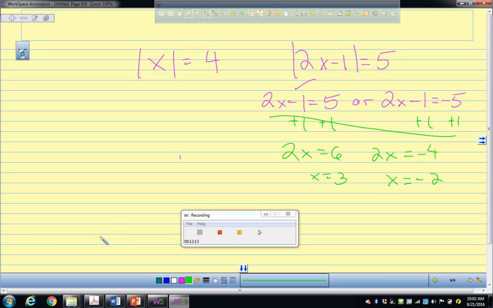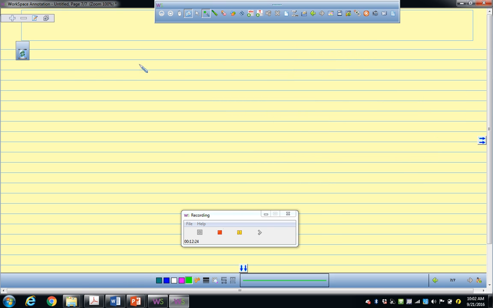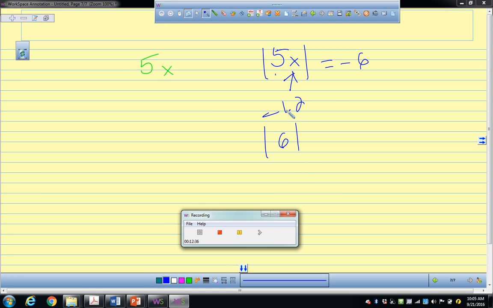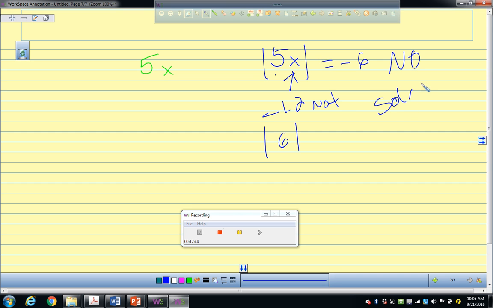Good. All right. So here's kind of a tricky one. Try this one. Okay. 5x absolute value equals negative 6. You can't see that very well, can you? So the answer is no solution, for those people in the viewing audience at home.